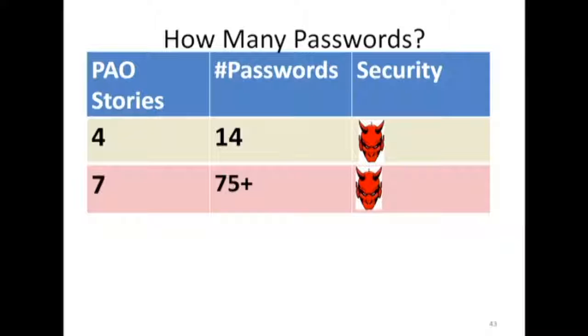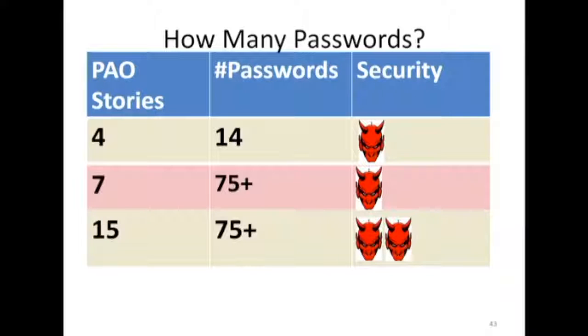All right, that's great, but what if you want stronger security guarantees? Well, suppose that you're willing to memorize 15 person action object stories. In this case, you can have 75 unique passwords with security against any adversary who's seen up to 2 of your passwords. So if the adversary gets to see any 2 of your passwords of his choosing, he still can't predict any of your other passwords.